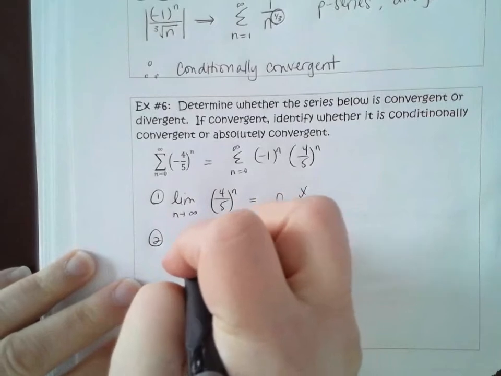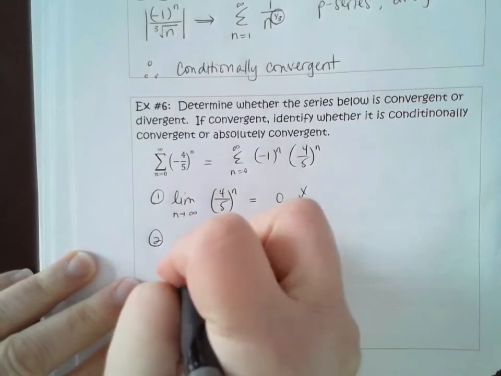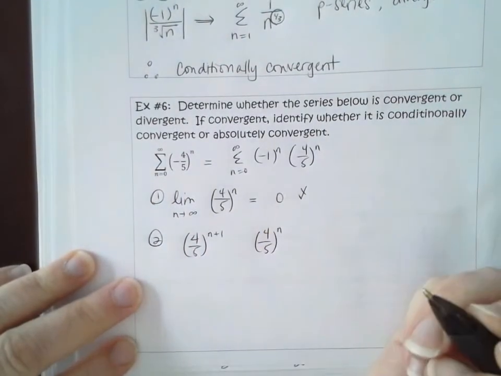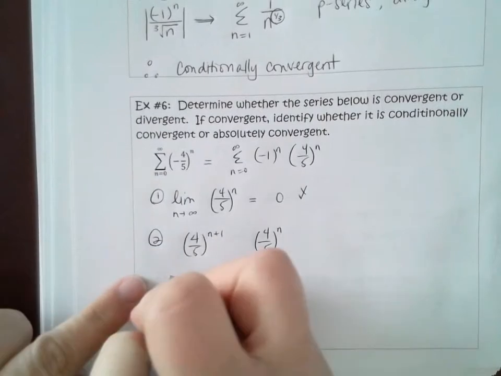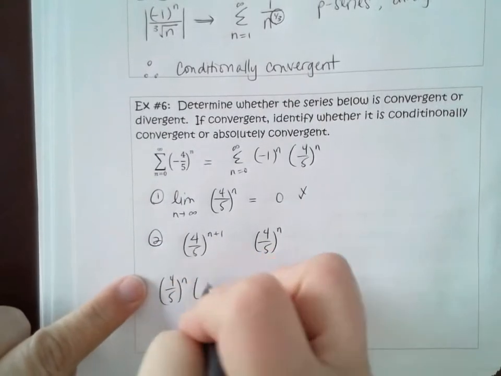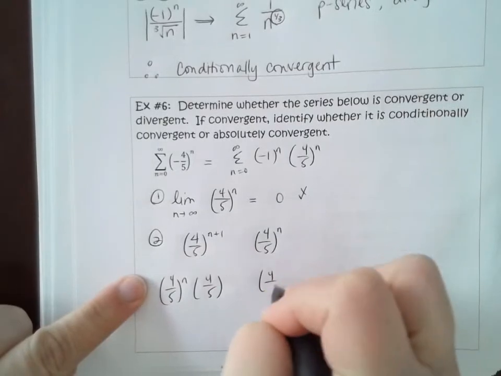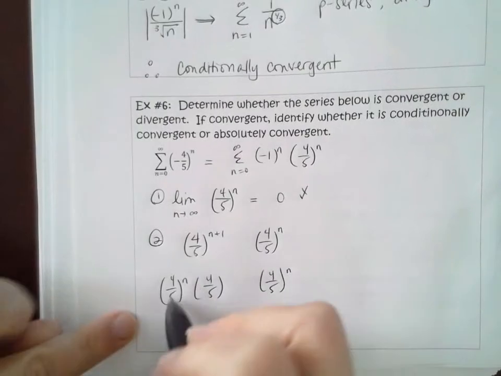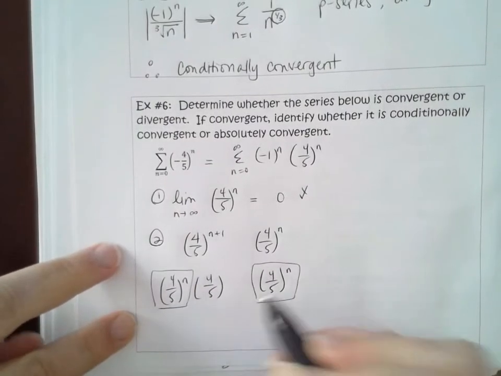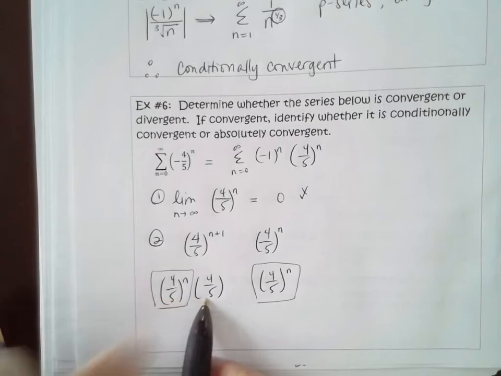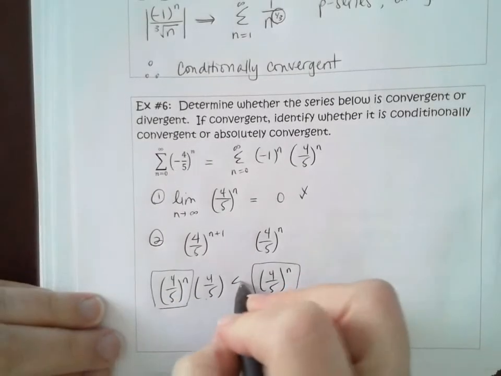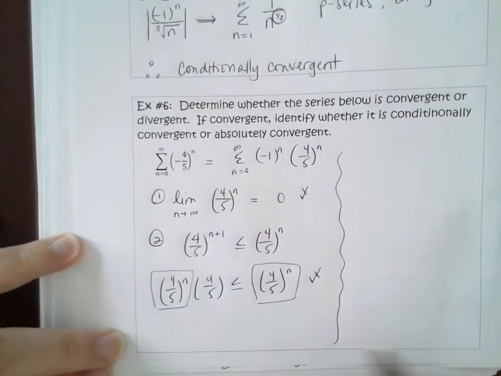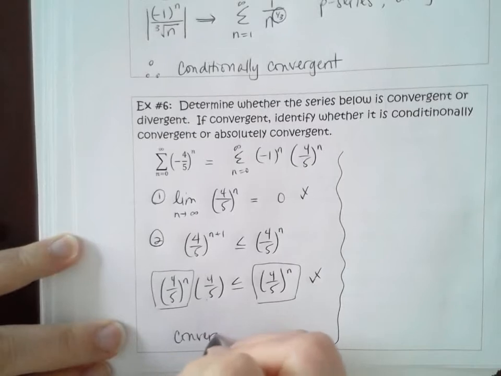Now what happens when I compare 4/5 to the n plus 1 to 4/5 to the n? Well, I know that this is 4/5 to the n times 4/5. 4/5 is less than 1. If I multiply something by a number less than 1, then it's going to decrease in value. Okay, so according to the first set of circumstances, this is convergent.